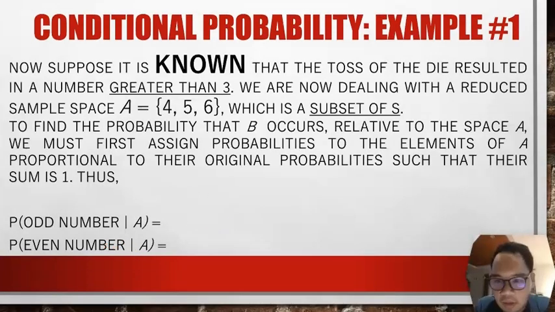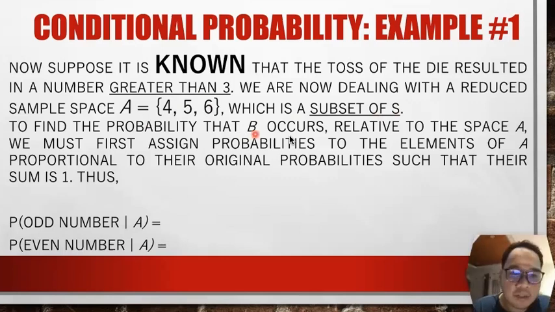Okay, let me clear this up. Next, suppose it is known that the toss of the die resulted in a number greater than 3. So for example, it's a biased die, an uneven die that will prefer to land on numbers greater than 3. So the numbers greater than 3 on that die are 4, 5, 6, which is a subset of the sample space.